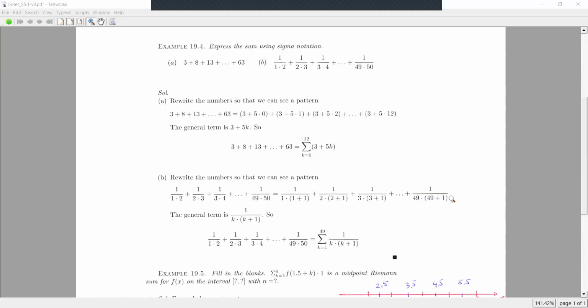So then, can you see the pattern? The first term is 1 times 1 plus 1. Second term, 2 times 2 plus 1. Third term, 3 times 3 plus 1. So the kth term is 1 over k times k plus 1. When k is 1, this is the first term. When k is 2, this is the second term. So this long sum is the summation of the general term with k going from 1 to 49. When k is 49, last term.